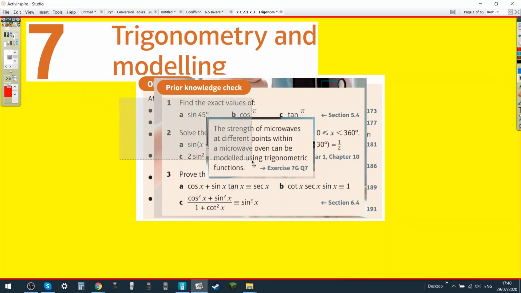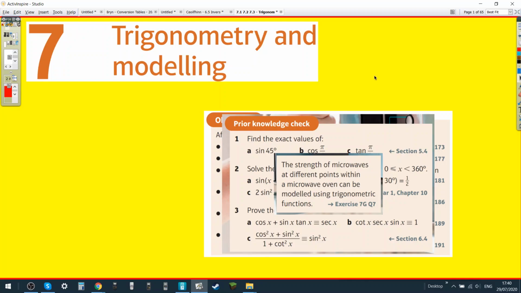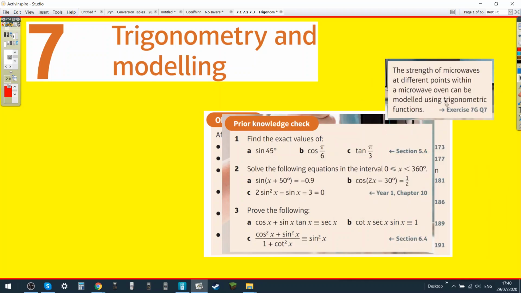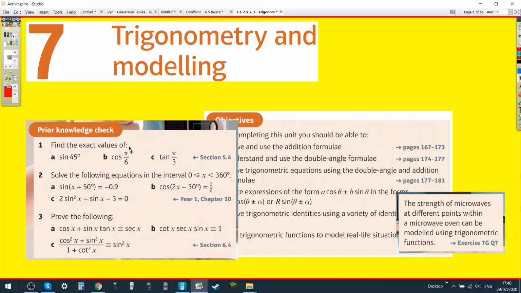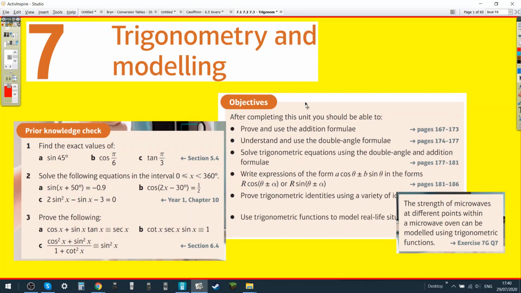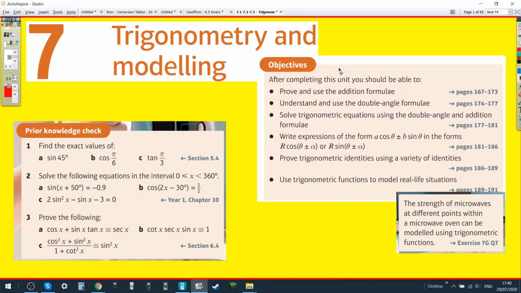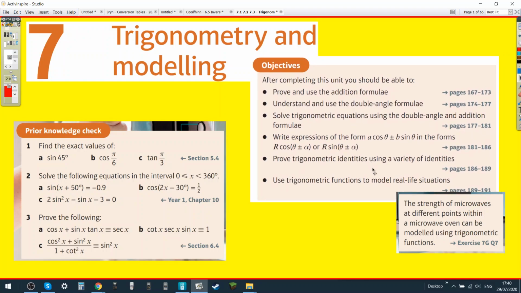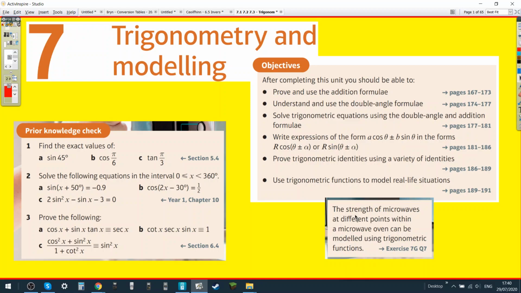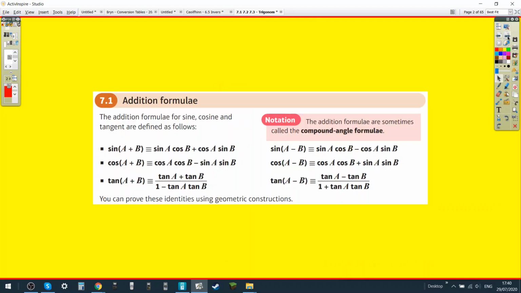Trig and modeling. Okay. Modeling means applying it to the real world. My least favorite of all worlds. So it's going to be the stuff you've already been doing, except now it's applied to the real world. So actually the trig is easier, but you just have to know kind of which one to use, when to use it, that type of thing, because you're applying it to the real world.